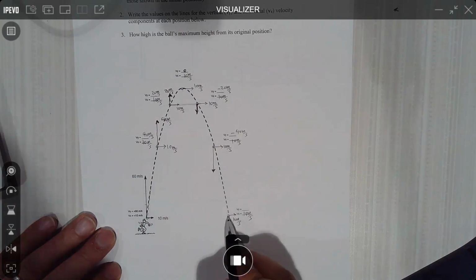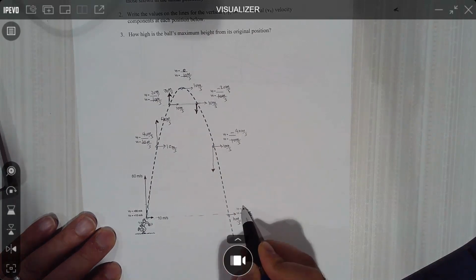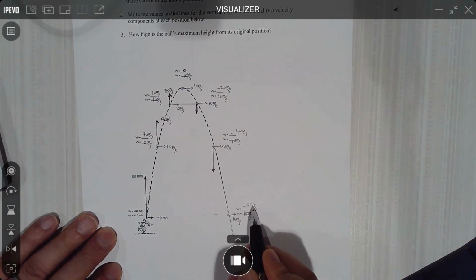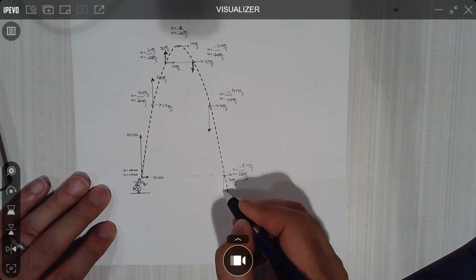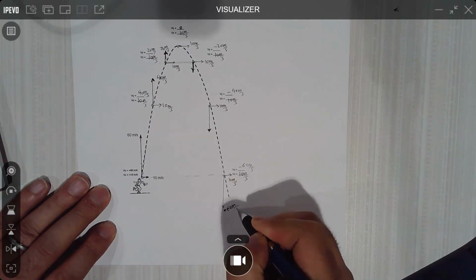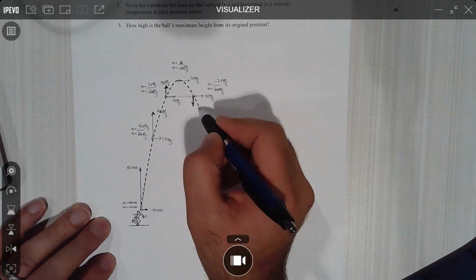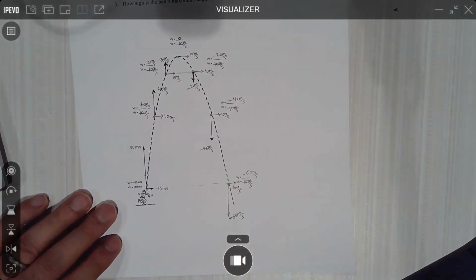So when it's 60 meters per second here, this is going to be negative 60 meters per second. If you don't put a negative here, you will probably be deducted some points. Okay, you need to make sure that you are putting a negative number here. So this will be negative 60 meters per second, negative 40 meters per second, negative 20 meters per second.